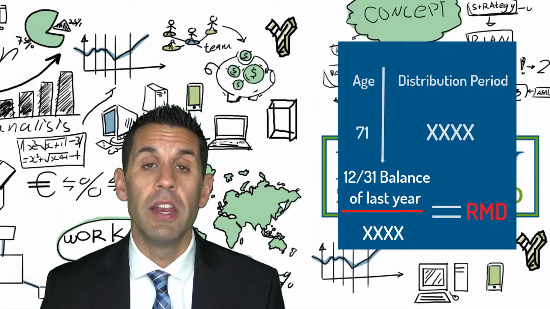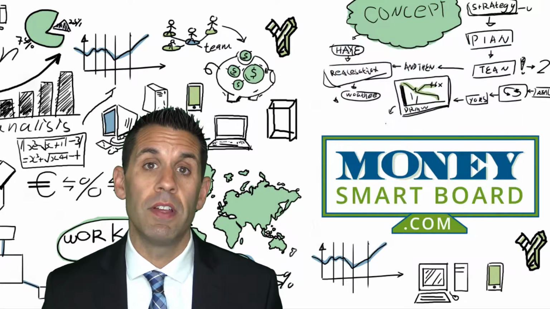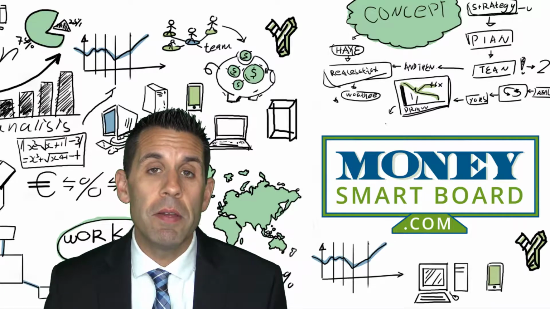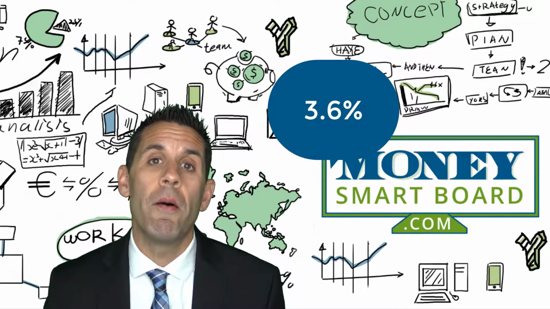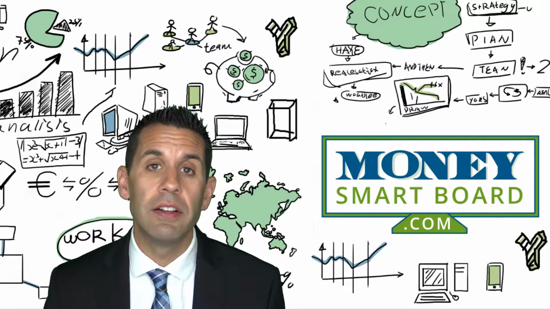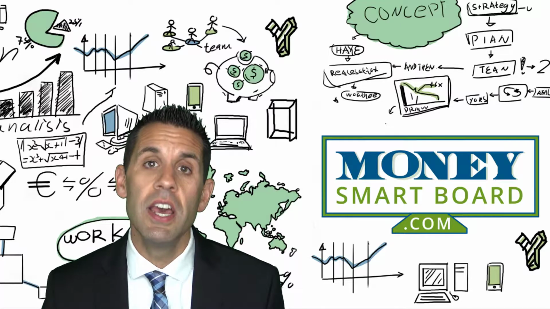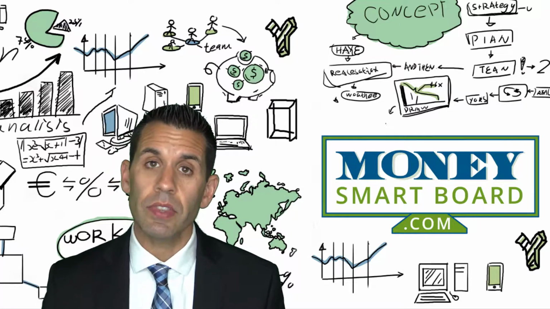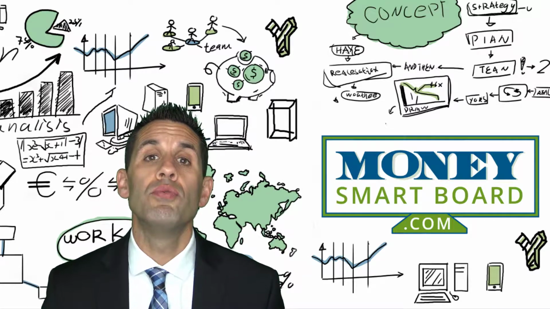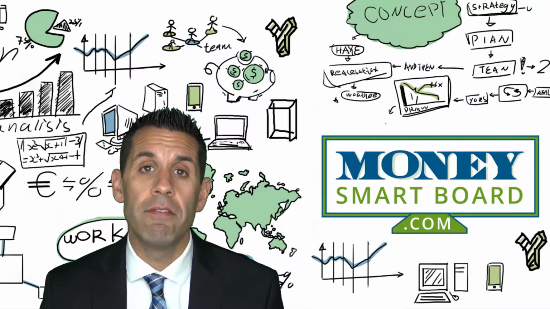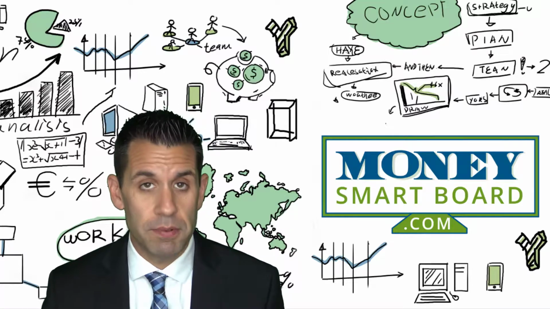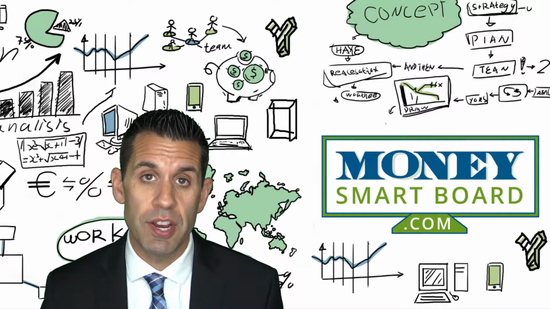distribution amount. Now the way the math works out is, in the year that you turn age 70 and a half, it works out to about 3.6% of your account balance. So if you have $100,000, about $3,600 has to come out of your retirement accounts and you have to pay tax on it. Now, in the year you turn 70 and a half, there are some special exceptions that you have to take into consideration.